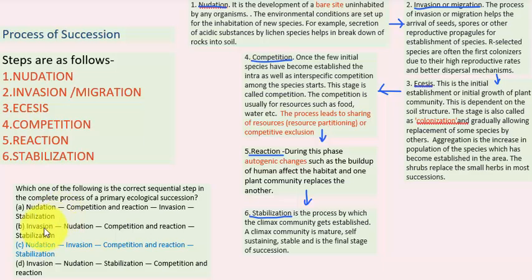And the second one has invasion first, but the establishment in a bare area, that is nudation, takes place first. So this is also wrong. The correct answer is first nudation, then invasion or migration, then competition and reaction, then stabilization, which forms the climax community, which is self-sustaining, and the final stage of the succession.